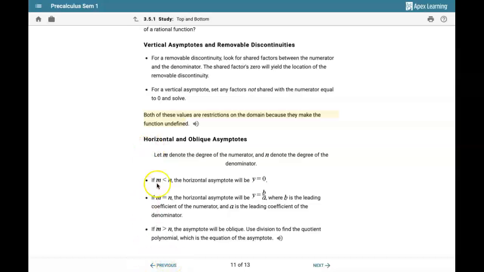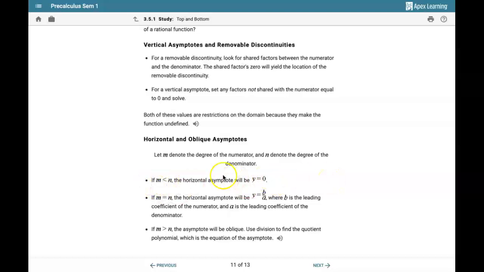And this is the one that I really wanted to point out to you. This is how I knew some of the things earlier, and I'll go back to it for you. But horizontal and oblique asymptotes. This is talking about looking at our equation. It says let m denote the degree of the numerator, so the top part. If I've got x squared on top, m would be 2. And n denotes the degree of the denominator, the bottom. So if the top number is smaller than the bottom number, like x squared over x cubed, the horizontal asymptote is going to be at y equals 0. Right off the bat, you just know that.